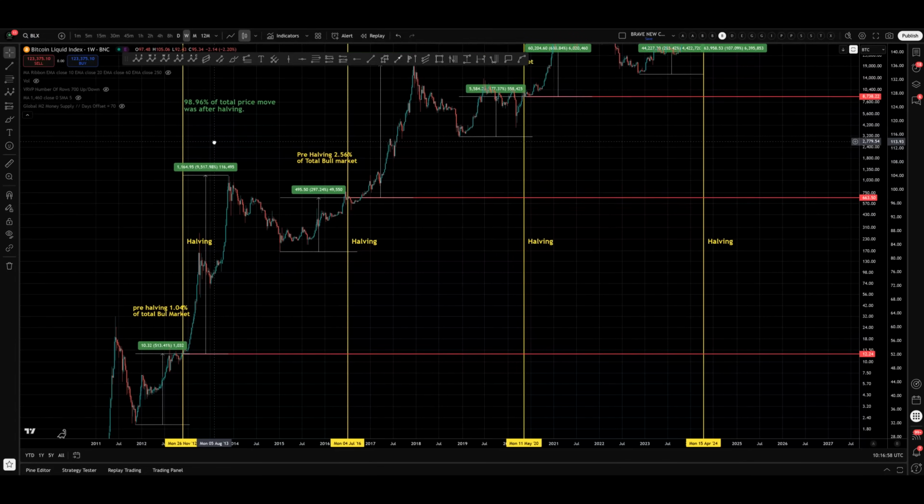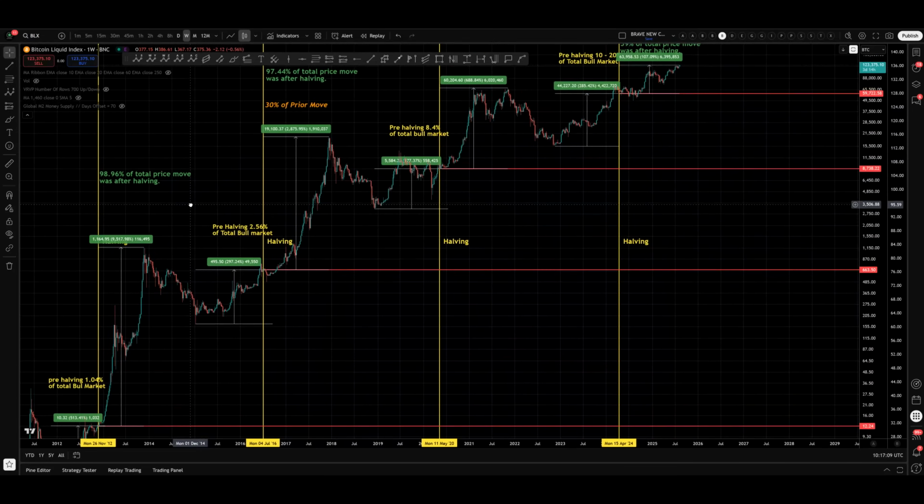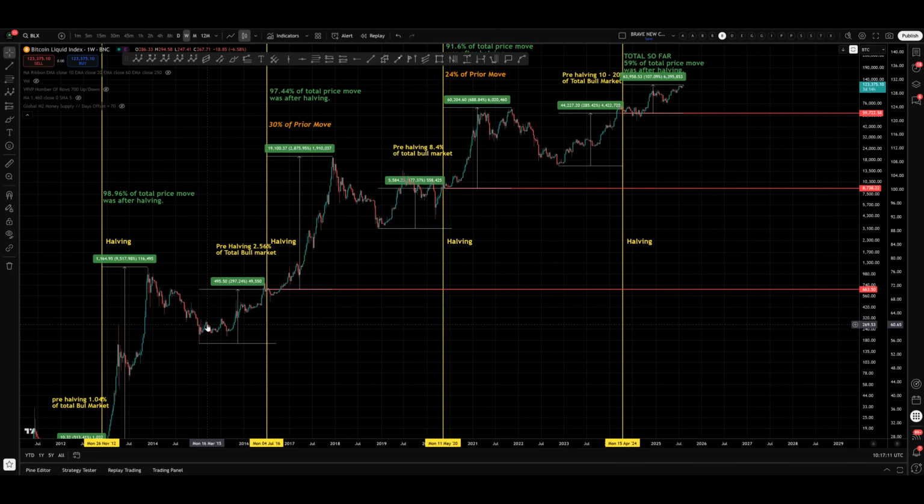Post-halving, Bitcoin gained 9,517%. This represented 98.96% of the total low to swing high price move occurring post-halving.